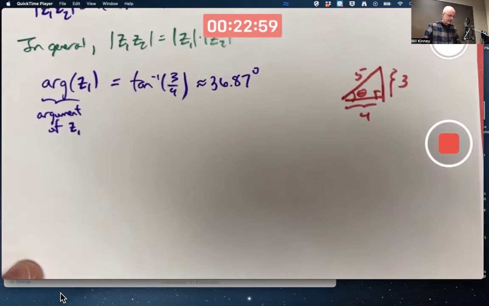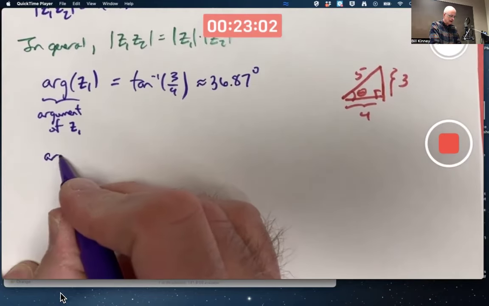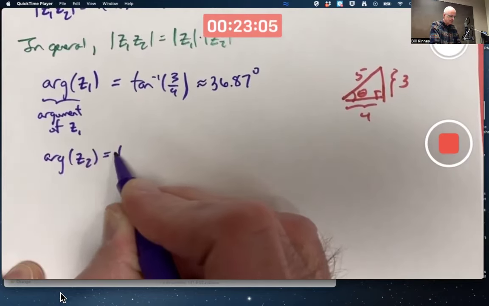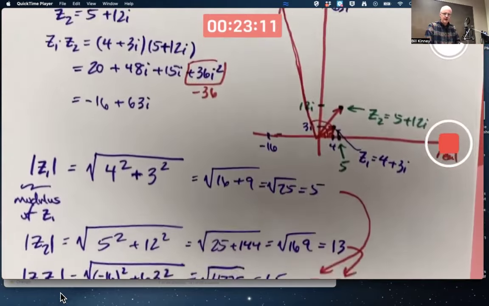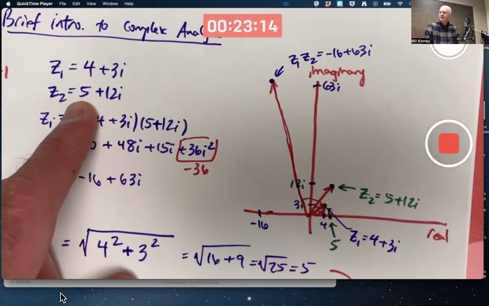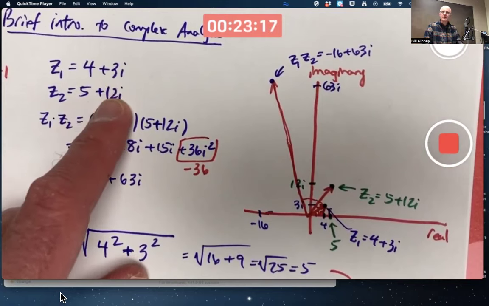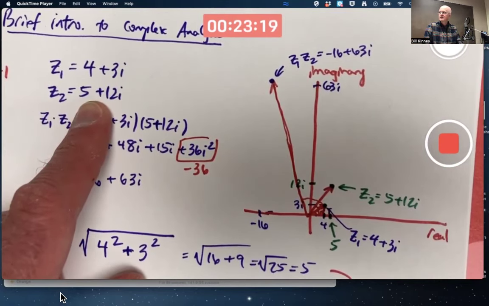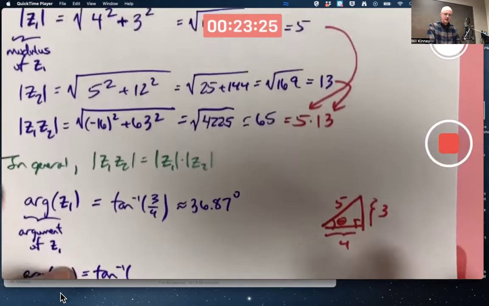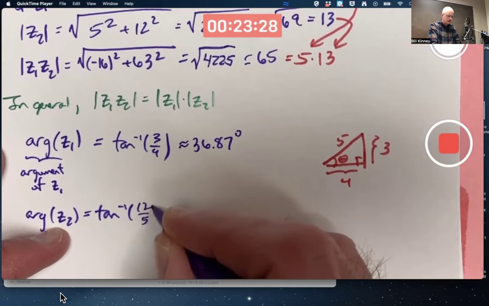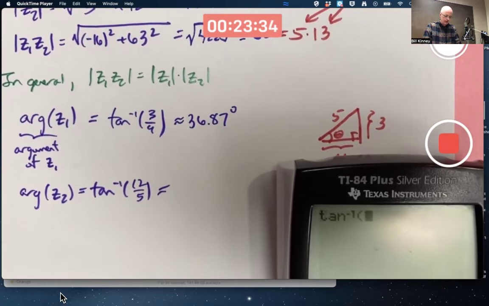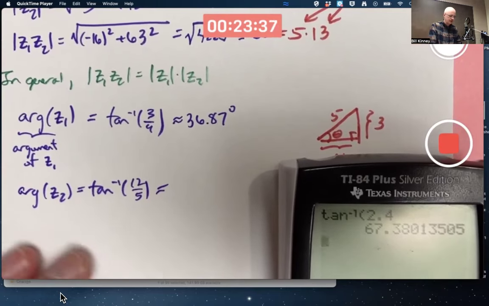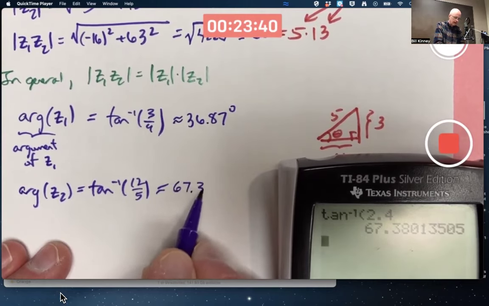All right, what about the argument of Z2? Arg of Z2. Inverse tangent of what? I could draw a triangle again, but just do it in your head here. It'd be inverse tangent of 12/5. Take the imaginary part and divide by the real part is what we're doing here. With Z1, it's 3/4. With Z2, it would be 12/5. 12/5 is 2.4. So inverse tangent of 2.4 is about 67.38 degrees.